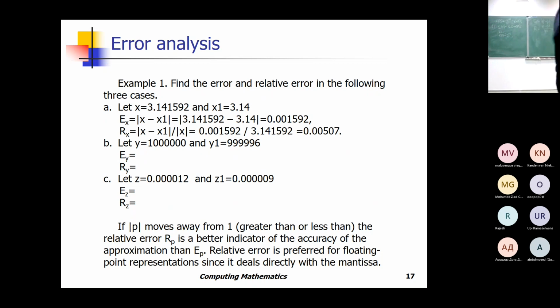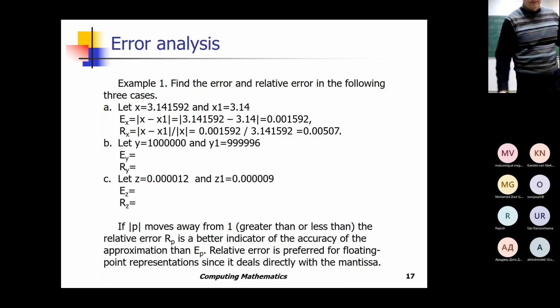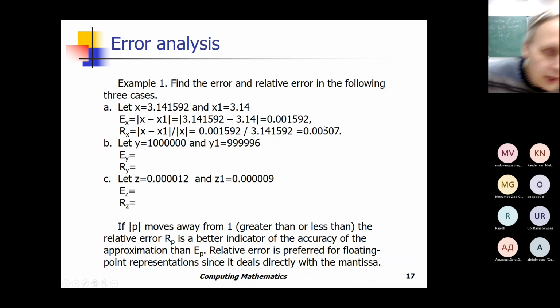Example number one. Suppose that we have a real value x, 3.15141592. Suppose that it's a real value, and our approximation x1 is 3.14. X is a real value, x1 is approximation. How to find absolute and relative error? Absolute error is just a difference, and it equals 0.001 and something.